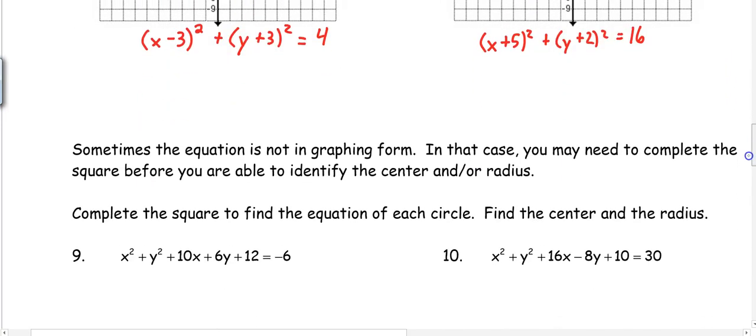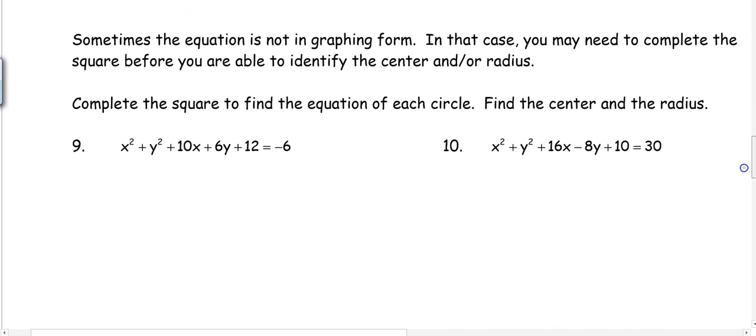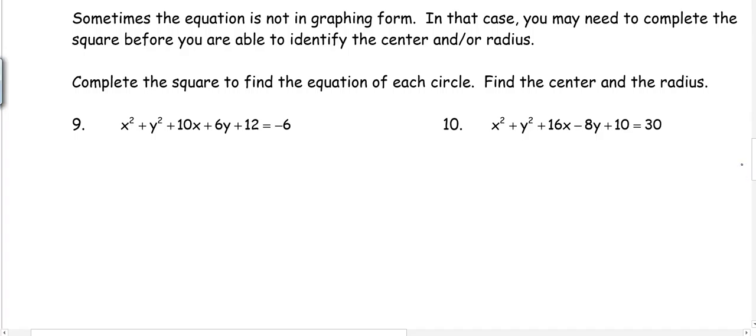Now, sometimes we're given information about a circle that's not in graphing form. So when it's not in graphing form, we need to complete the square, which is what we did yesterday. The only difference with completing the square now is that there's two variables. So I'm going to organize this by first moving over my number. That was 12. It needs to get to the other side. I'm also going to rewrite this where I'm grouping the x and y's together.